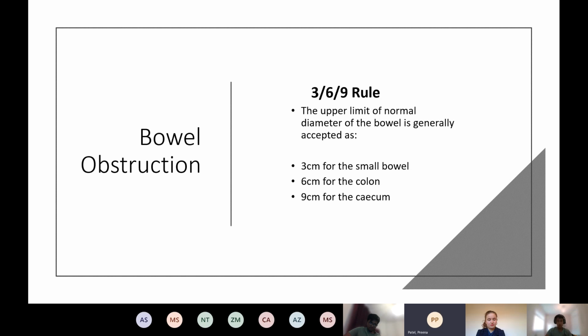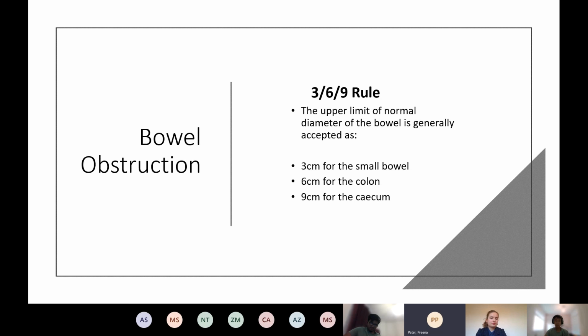It's called the 369 rule, and that basically is how many centimeters each section has to be bigger than before it's classed as dilated. So if it's more than 3 centimeters and you're looking at the small bowel and it's bigger than that, it's dilated. Similarly, 6 for the colon, 9 for the cecum. Okay.